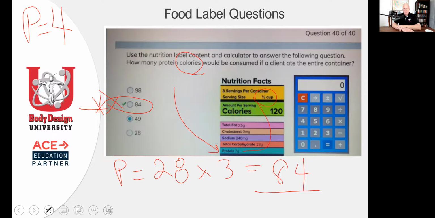Let me go back over that again. You have to remember your equations. 4 calories for every gram in protein, basically. 4 calories for every gram. If I've got 7 grams, then I've got 28 calories in this half a cup serving, but there's 3 servings. So I got to multiply 28 by 3.